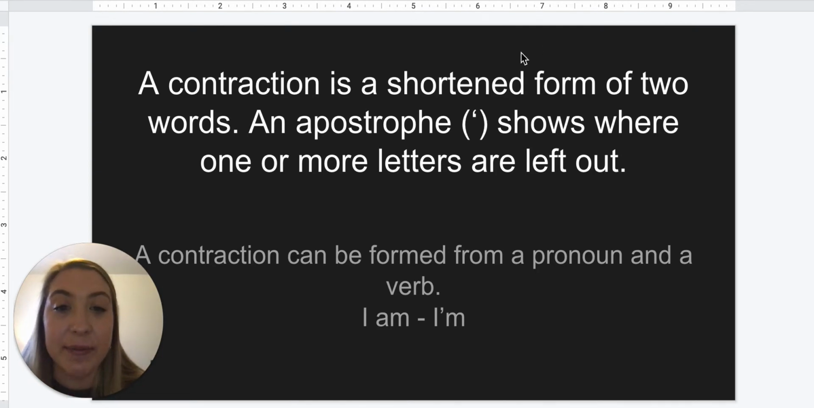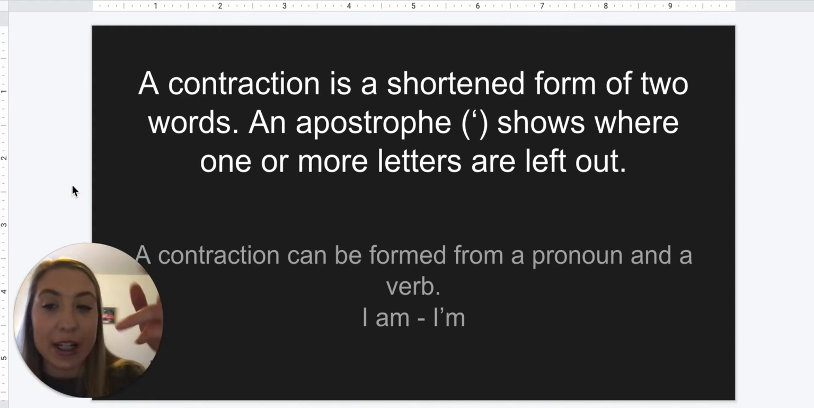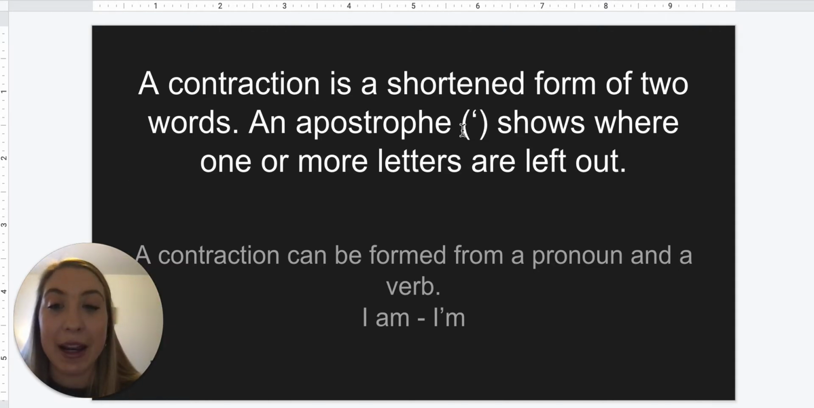An apostrophe, this is an apostrophe, shows where one or more letters are left out. So we're going to take letters out of the second word and replace it with an apostrophe to combine it together. An example would be we're going to take the pronoun I and the verb am. We're going to take these two words and combine them together into one word. So we're taking I, the pronoun stays the same. When we make our contractions, all the pronouns are going to stay the same. Then we're adding an apostrophe and we're taking away the A. So the A disappears. We're adding an apostrophe and then keeping the M. So I am turns to I'm.